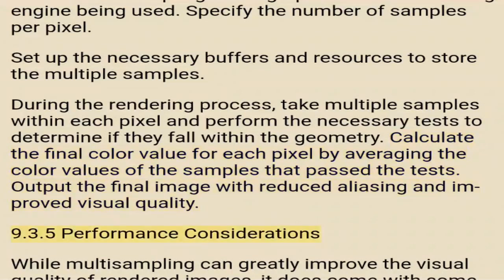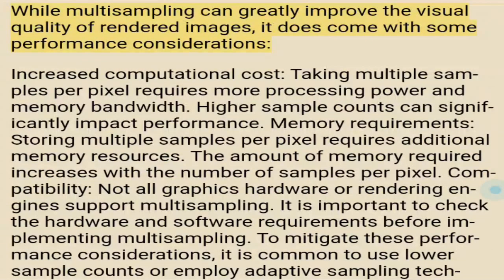9.3.5 Performance considerations. While multisampling can greatly improve the visual quality of rendered images, it does come with some performance considerations. Increased computational cost. Taking multiple samples per pixel requires more processing power and memory bandwidth. Higher sample counts can significantly impact performance. Memory requirements. Storing multiple samples per pixel requires additional memory resources. The amount of memory required increases with the number of samples per pixel. Compatibility. Not all graphics hardware or rendering engines support multisampling. It is important to check the hardware and software requirements before implementing multisampling.